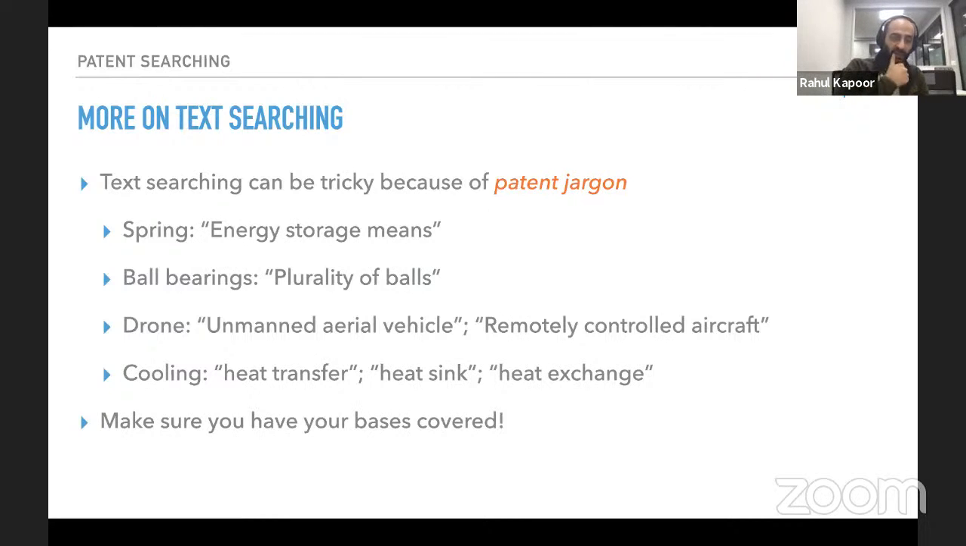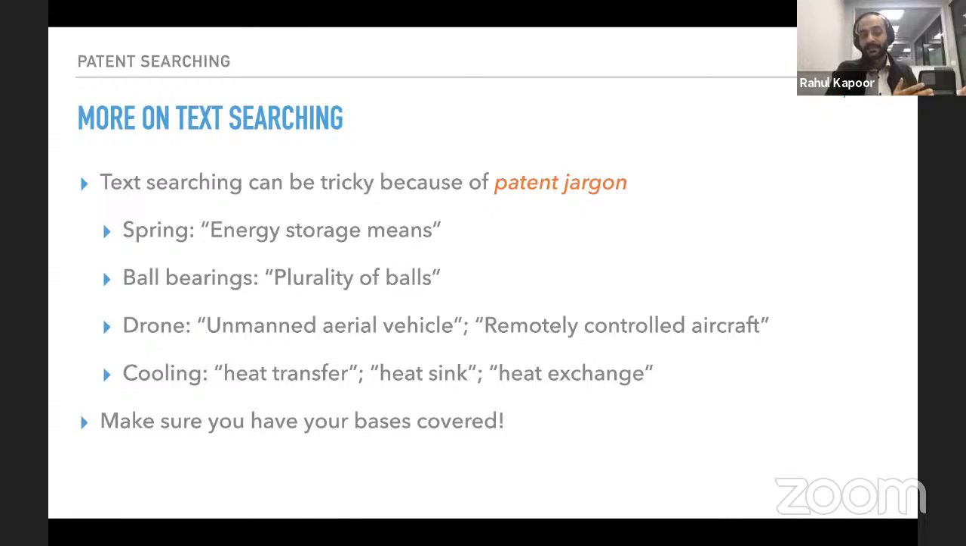This is where advanced searching comes into the picture, and this is where the experience of the person who's searching comes into the picture. They know how to deal with patent jargon because patents are written in techno-legal text, right? We know that lawyers write patents, and a lot of times you will see a spring is sometimes called energy storage means. In fact, even a battery is written as energy storage means. So it might be confusing.